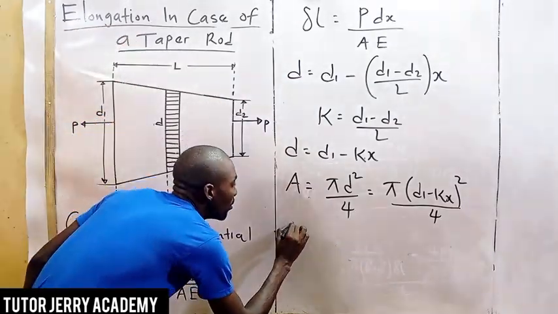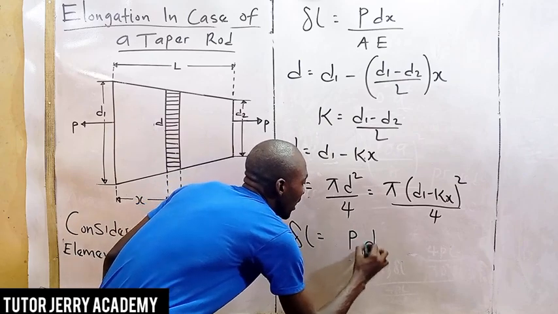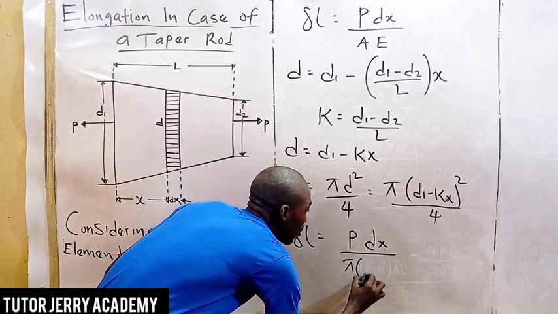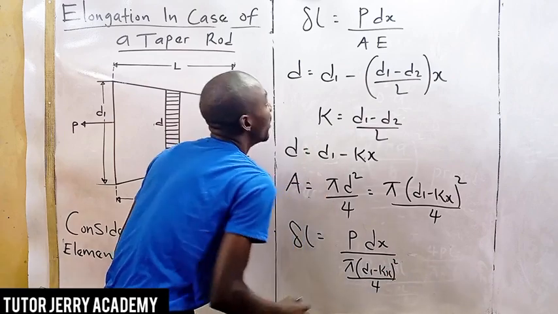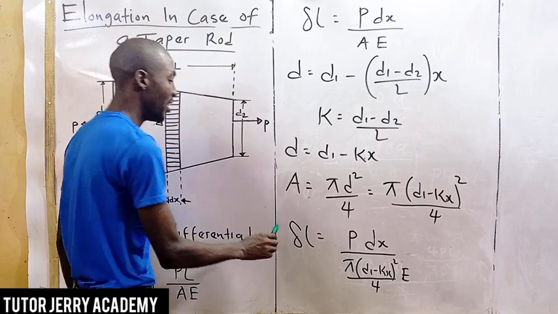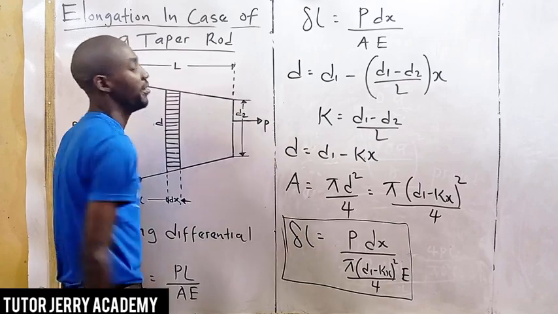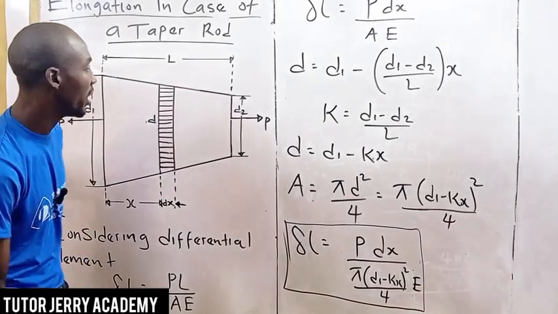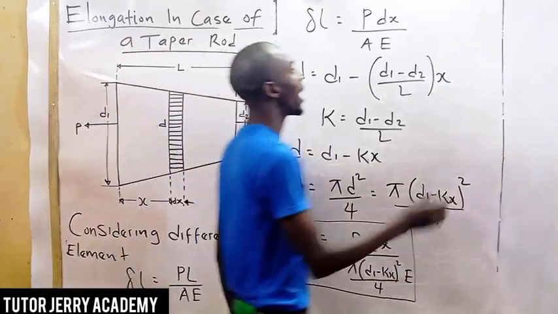Now we can substitute this in our deformation formula. The deformation of the differential element will be equal to P dS all over A, where A is pi into (D1 minus KS) all square all over 4, then E. This formula here is the elongation of the differential element. The next thing we are going to do is get the total elongation.